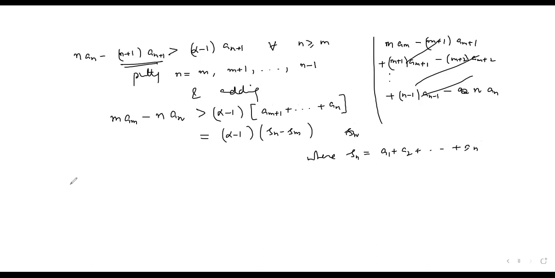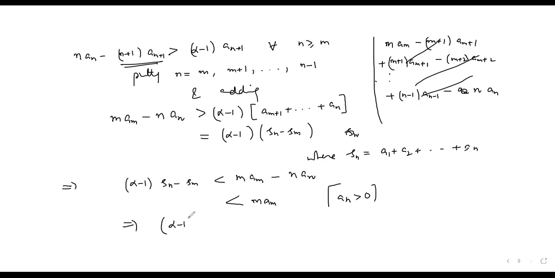So our work is almost done. Now we have to manipulate this a little, that is, alpha minus 1 into S_n minus S_m is less than m times a_m minus n times a_n, which is less than m times a_m. Why? Because the a_n are all positive terms, so if we subtract a positive, it will only become smaller. So which implies that alpha minus 1 times S_n is less than S_m plus m times a_m, true for all n greater than or equal to m.